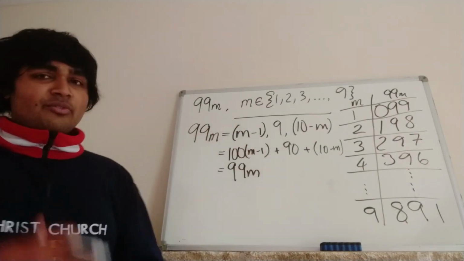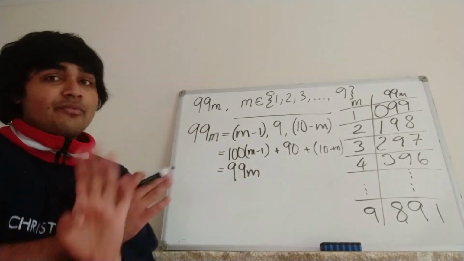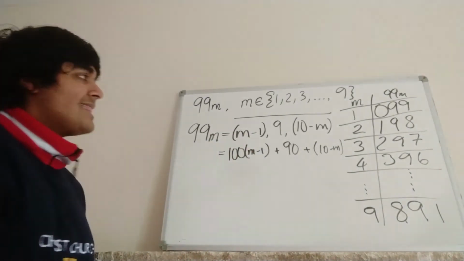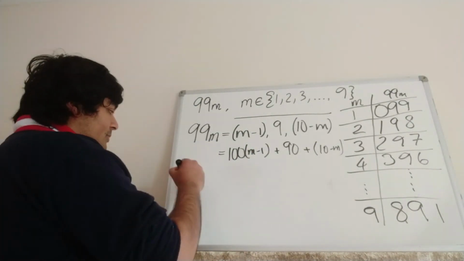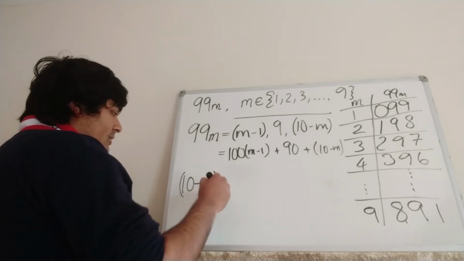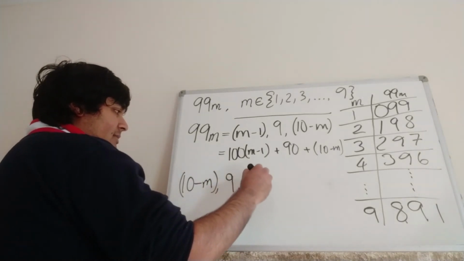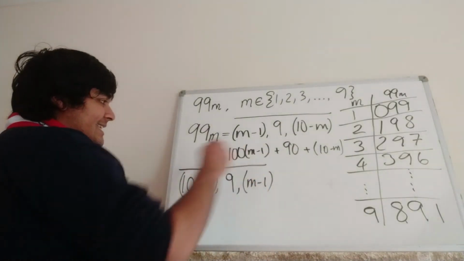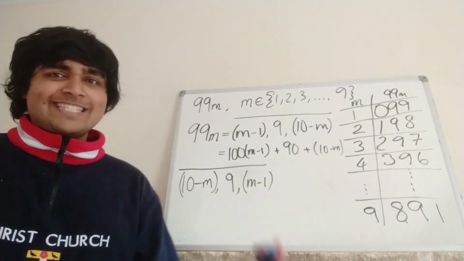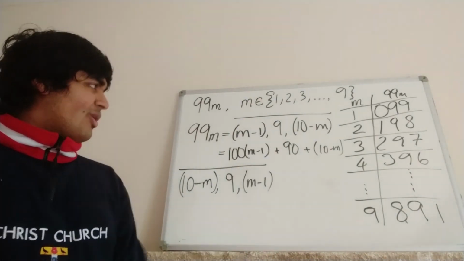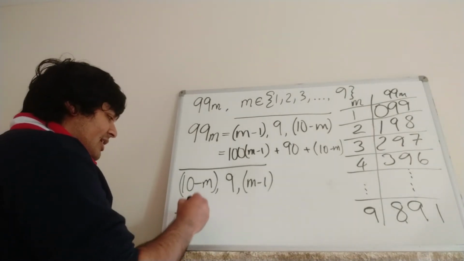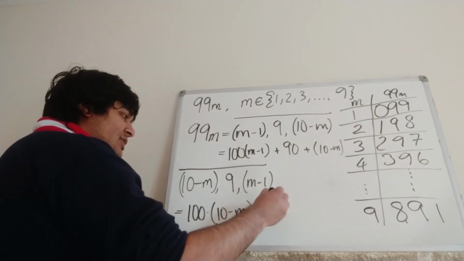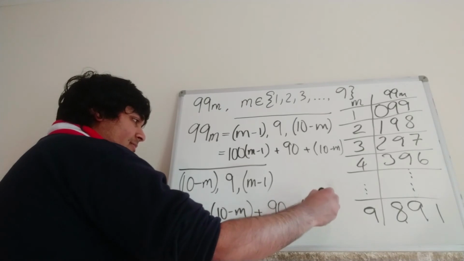But the final step was, we got this number here, and then we reversed the digits again. So we had 99m, which we've written in this form here, and then we reversed the digits to give us our new number, which would now be 10 minus m, 9, then m minus 1, concatenated. Again, I can write this in hundreds, tens, and ones notation. This is just 100 times 10 minus m, plus 9 times 10, which is 90, plus m minus 1 now, like so.